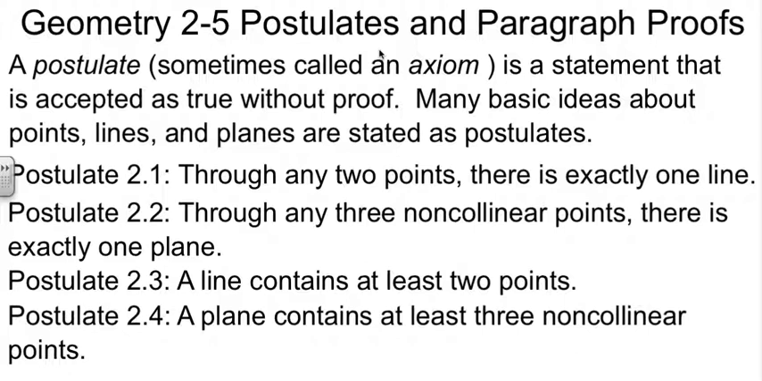Postulate 2-3, a line contains at least 2 points. Well, we said before, through any 2 points there's a line. Now we're saying if you have a line, you know there's for sure 2 points on it. There's actually an infinite number of points, but at least you know 2. And with 2-4, it's related to 2-2. If you have a plane, then you have at least 3 non-collinear points. Again, you have an infinite number of points. But you know for certain there are 3 of them.